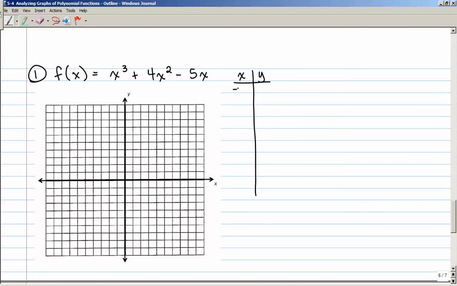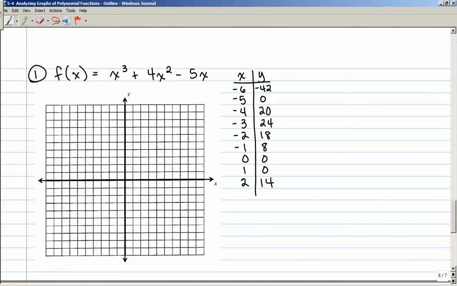So when x was -6, I had -42, -5 is 0, -4 was 20, -3 was 24, -2 is 18, -1 is 8, 0 is 0, 1 is 0, and 2 is 14.